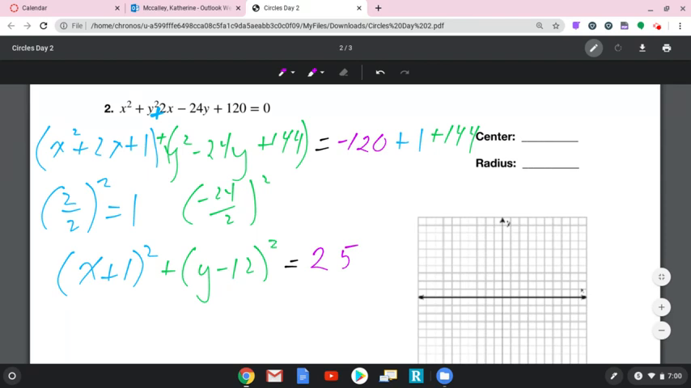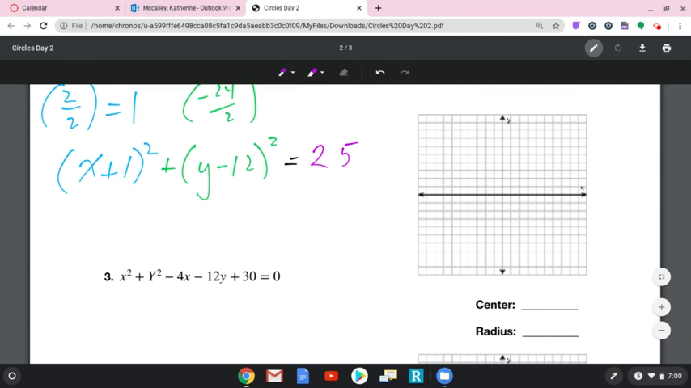My center, what am I subtracting from x? I'm subtracting a negative 1. That's how I have an x plus 1, because x minus a negative 1 is a plus 1. What's my y value? My y value will be a positive 12. All right. My radius will be 5. The square root of 25 is 5.